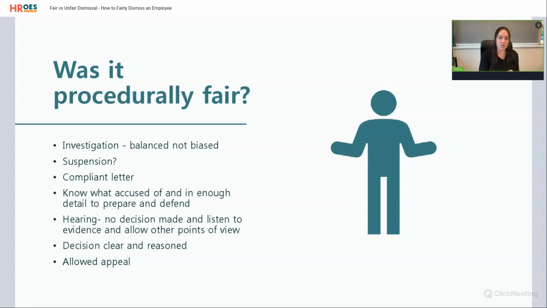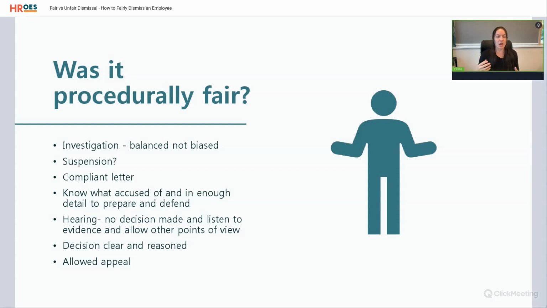So once we've got someone who knows what they've been accused of, we then move on to the hearing. So we do not make a decision before the hearing. We need to approach the hearing with an open mind. We need to listen to all of the evidence, and we need to make sure that we are allowing other points of view as well.